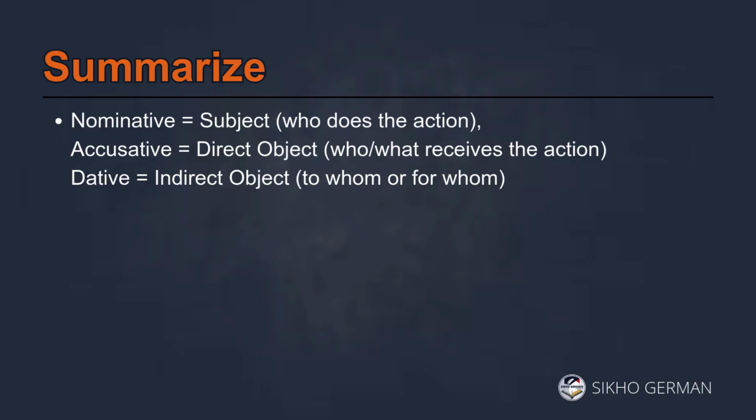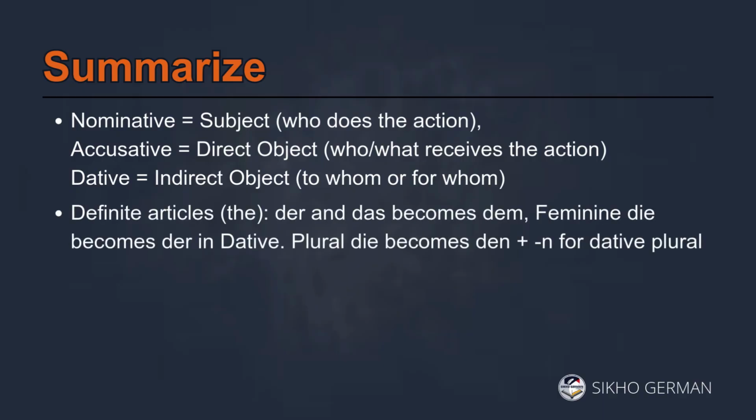Let me summarize the key points about the dative case. First, we now know all three major cases. Nominative is subject, who does the action. Accusative is direct object, who or what receives the action. And dative is indirect object, to whom or for whom. Second, for definite articles, the, masculine and neuter, der and das, both become dem in dative.